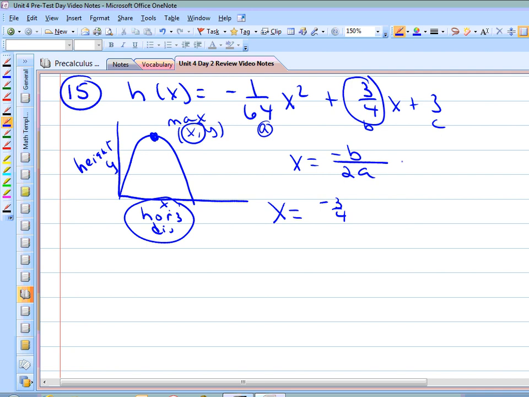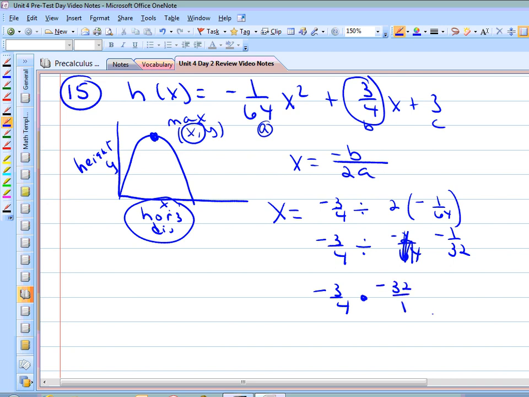This over part is like a big fraction bar, which means division. So I'm going to write it as old-fashioned division. 2 times a, and a is negative 1 over 64. So I get negative 3/4 divided by negative 2 over 64. I could reduce that to negative 1 over 32. And instead of dividing by a fraction, I'm going to multiply by its reciprocal. So negative 3/4 times negative 32 over 1.